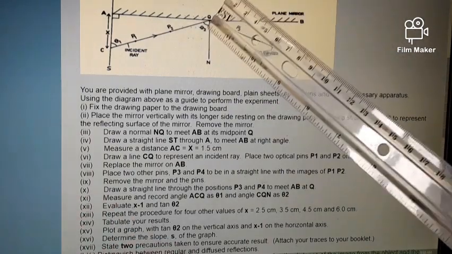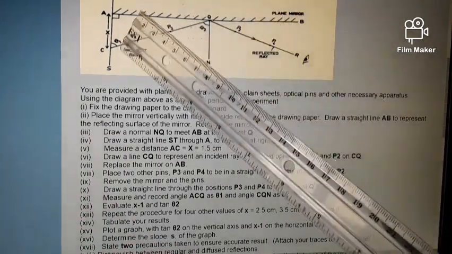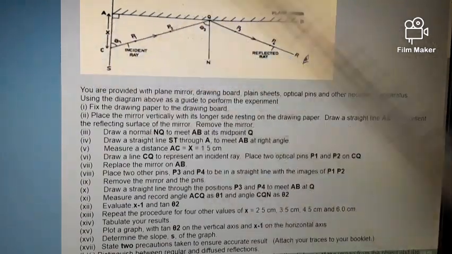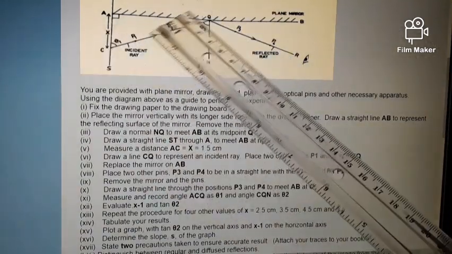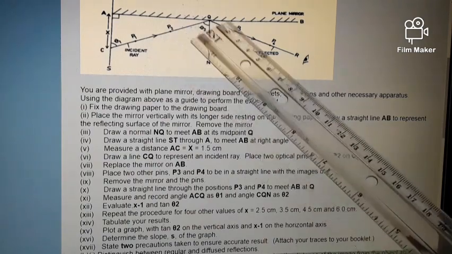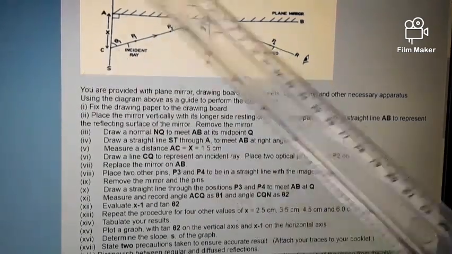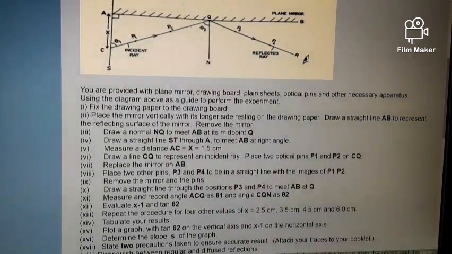So by knowing that this angle here is equal to this and this is equal to this, what we simply do is to draw this line and use our protractor to mark out this angle here and this angle, which are equal to each other. Then automatically it becomes equal to this. Then we'll measure 1.5 cm from here. Then we'll have 2.5, 3.5, 4.5, and 6.0. So let's carry that out.